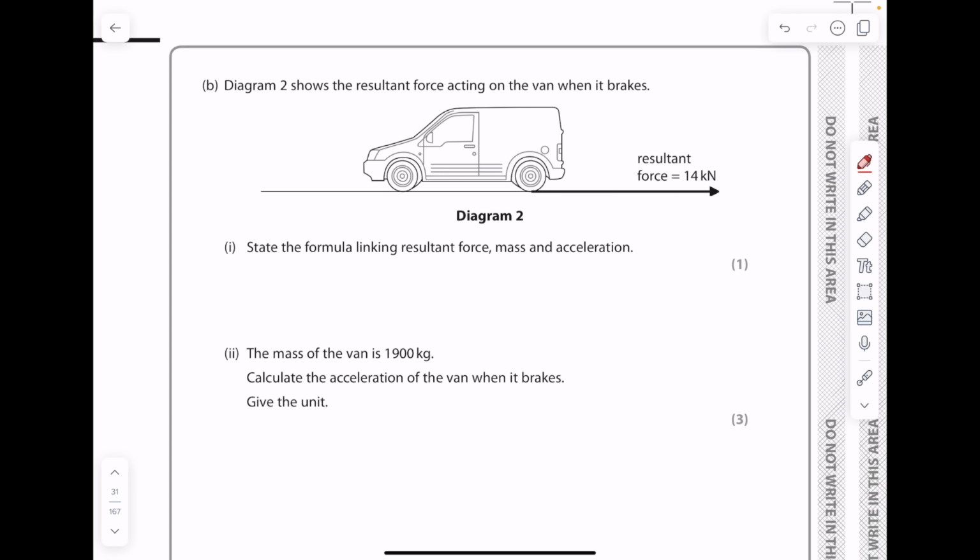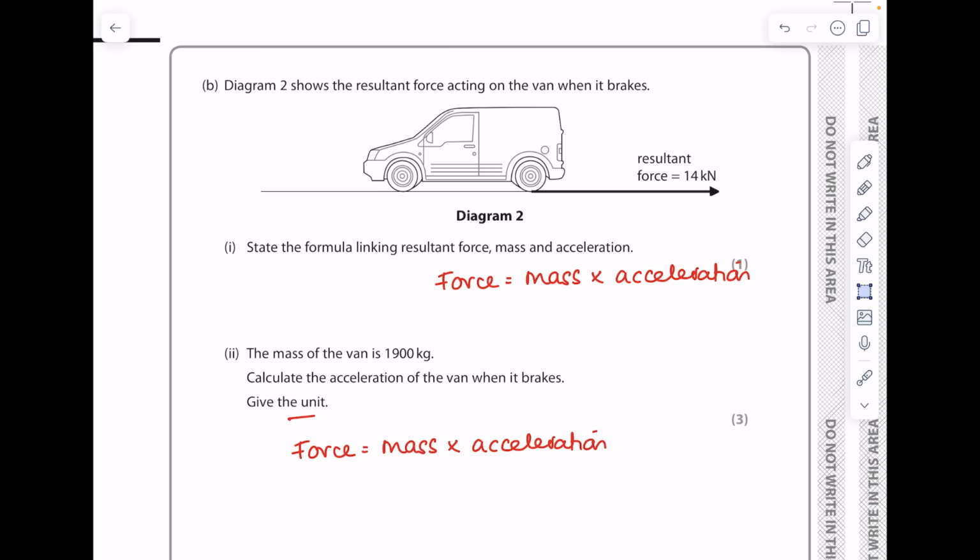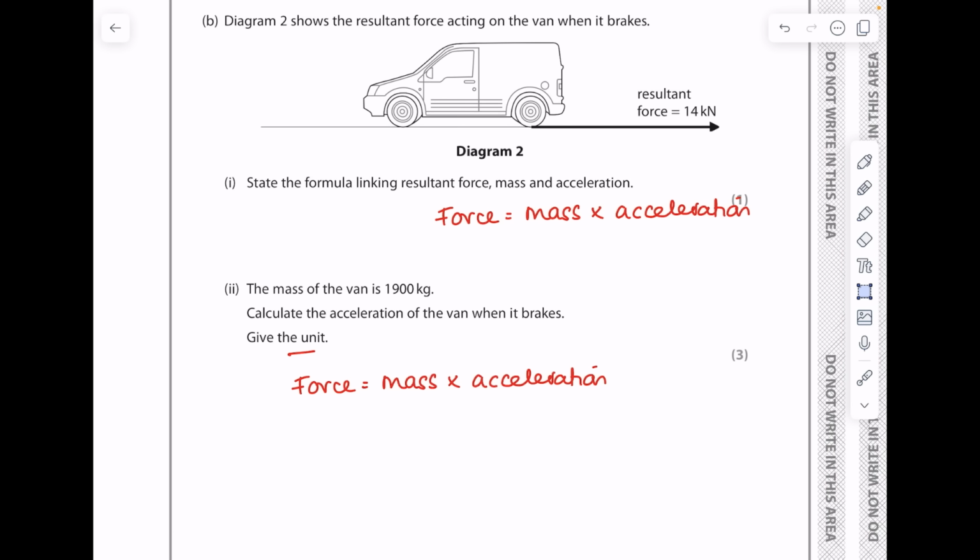Diagram 2 shows the resultant force acting on the van when it brakes. State the formula linking resultant force, mass, and acceleration. Force equals mass times acceleration. The mass of the van is 1900 kg. Calculate the acceleration of the van when it brakes. Give the unit. It's up to you if you want to rearrange the equation or just put the numbers in as they are. You'll see me doing both throughout.